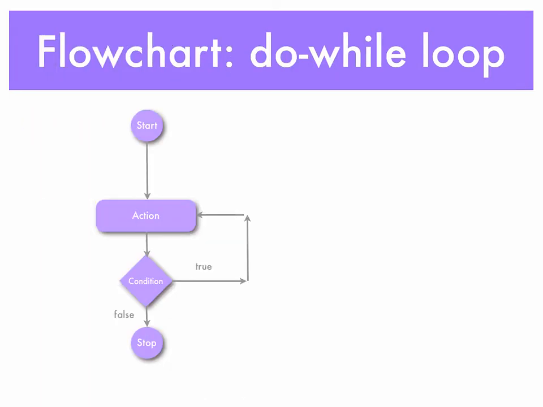Here's a flowchart of the do-while loop. You see that I take the action, then do the test. If the test is true, I come back up, do the action again. I then test again. If it's false, I'm out. So the action is always taken at least once.